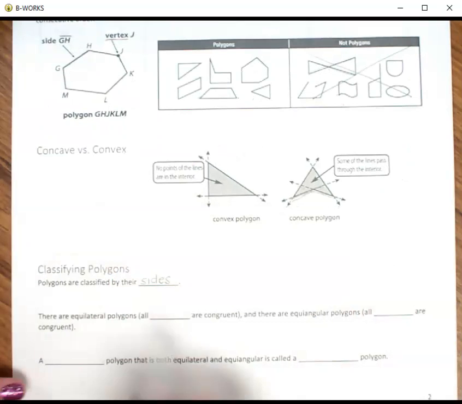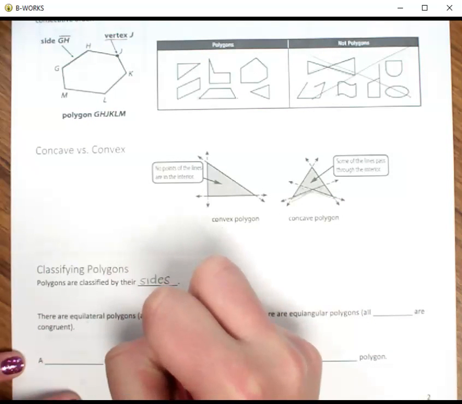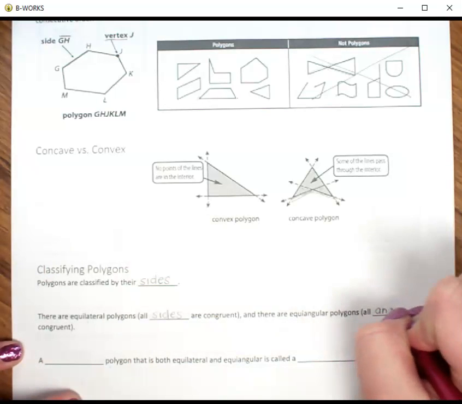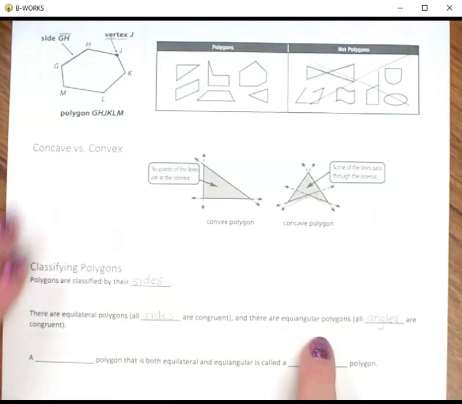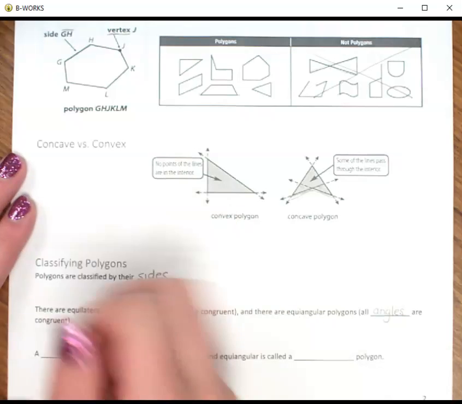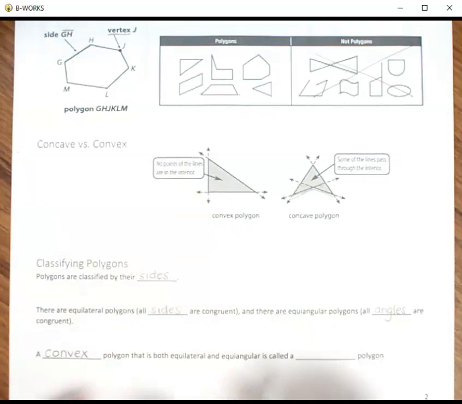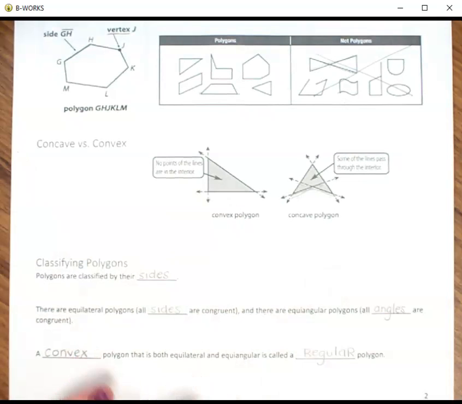When we classify polygons, they are classified by their sides. Just like equilateral triangles have all three congruent sides, equilateral polygons mean that all sides are congruent. There's also equiangular polygons, which means all angles are congruent. So we can have equilateral only, we can have equiangular only, but a convex polygon that is both equilateral and equiangular is called a regular polygon. Technically an equilateral triangle is a regular polygon because all of its sides are the same and all of its angles are the same.